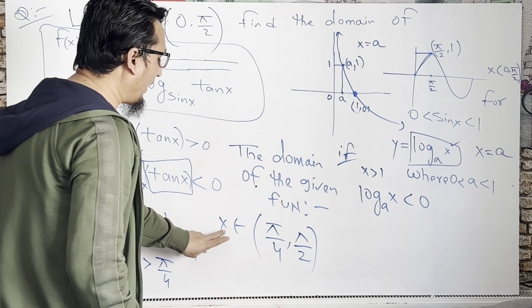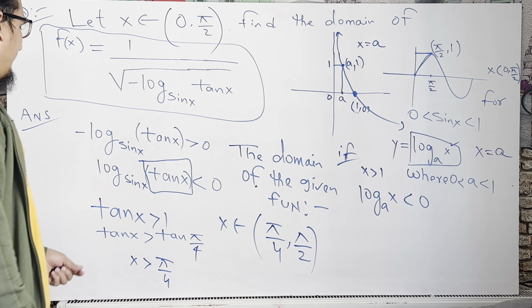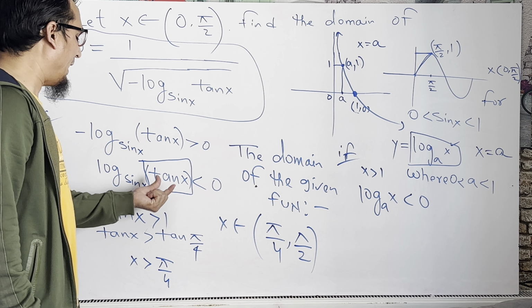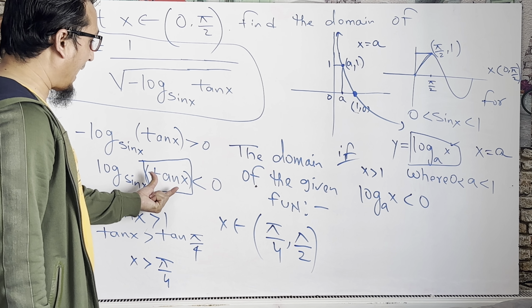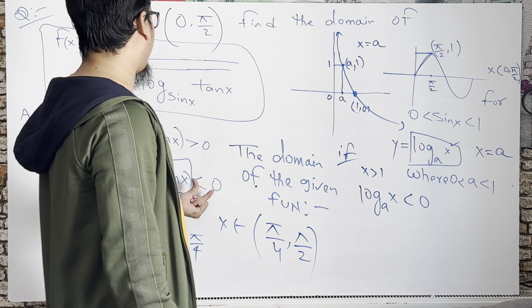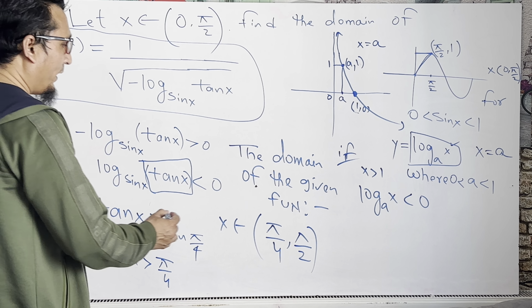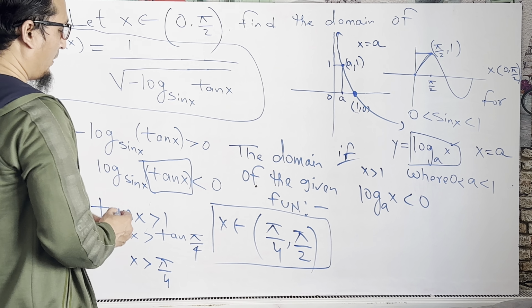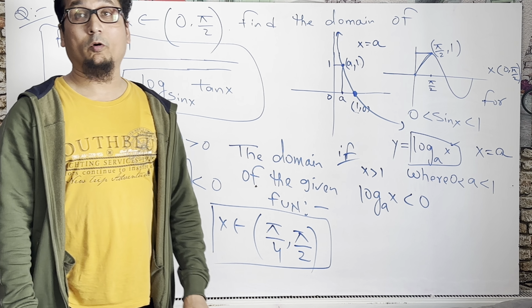So if the value of x is between pi by 4 to pi by 2, the tan x in this condition is always greater than 1, and when this is greater than 1, the log base sin x of tan x is always a negative value, and when this is negative value, our function exists. So we can say the domain of the given function belongs to pi by 4 to pi by 2.